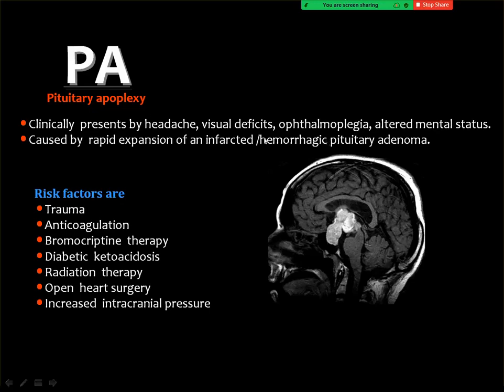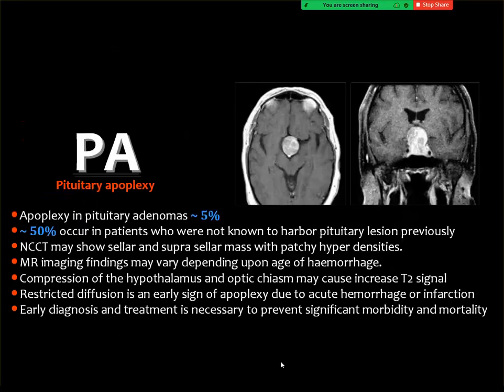And the patients with apoplexy present with headache, visual deficits, ophthalmoplegia, or sometimes altered mental status. And these symptoms are due to rapid expansion of the infarcted hemorrhagic pituitary adenoma. The causes or the risk factors for the development of hemorrhage inside the pituitary adenoma are trauma, anticoagulants, bromocriptine therapy, diabetic ketoacidosis, radiation therapy, open heart surgery, and increased intracranial pressure.